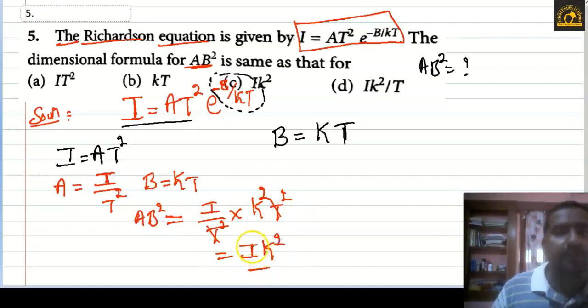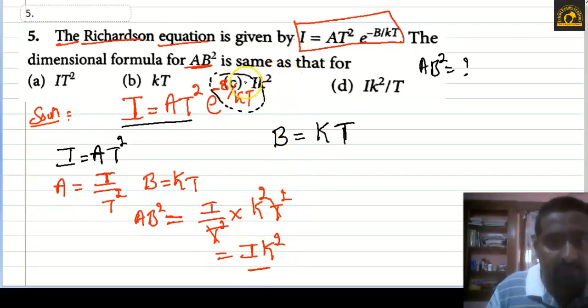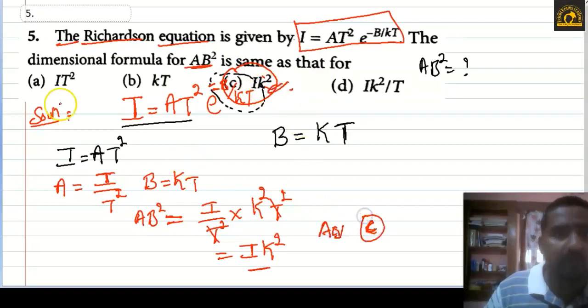So I into K square, which is the answer, is matching to this one. That is option C matching this solution. That is IK square is matching. That is answer C, the correct answer for this question.